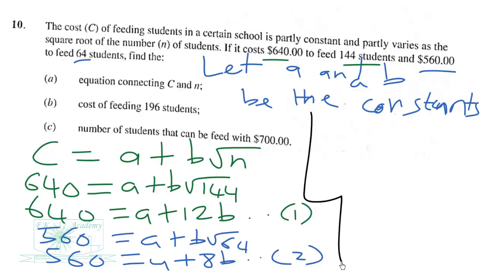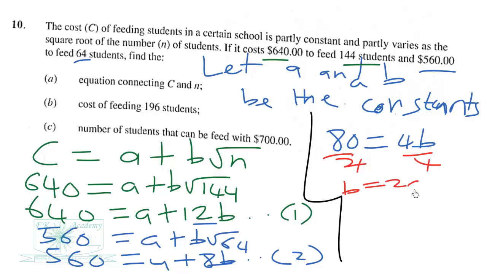When we subtract 560 from 640, we obtain 80. So we have 80 is equal to 4B. That is 12B minus 8B will give us 4B. Dividing through by 4, we get B to be equal to 20.